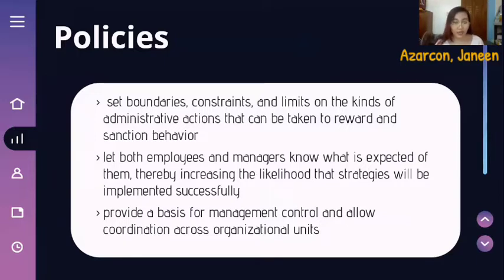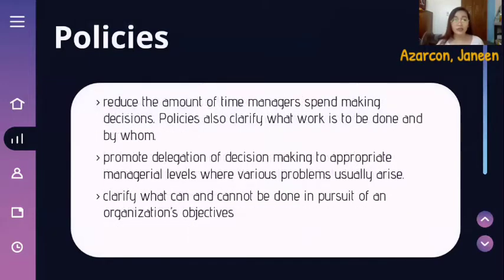Policies let both employees and managers know what is expected of them, thereby increasing the likelihood that strategies will be implemented successfully. They provide a basis for management control and allow coordination across organizational units and reduce the amount of time managers spend making decisions. Policies also clarify what work is to be done and by whom. They promote delegation of decision making to appropriate managerial levels where various problems usually arise.